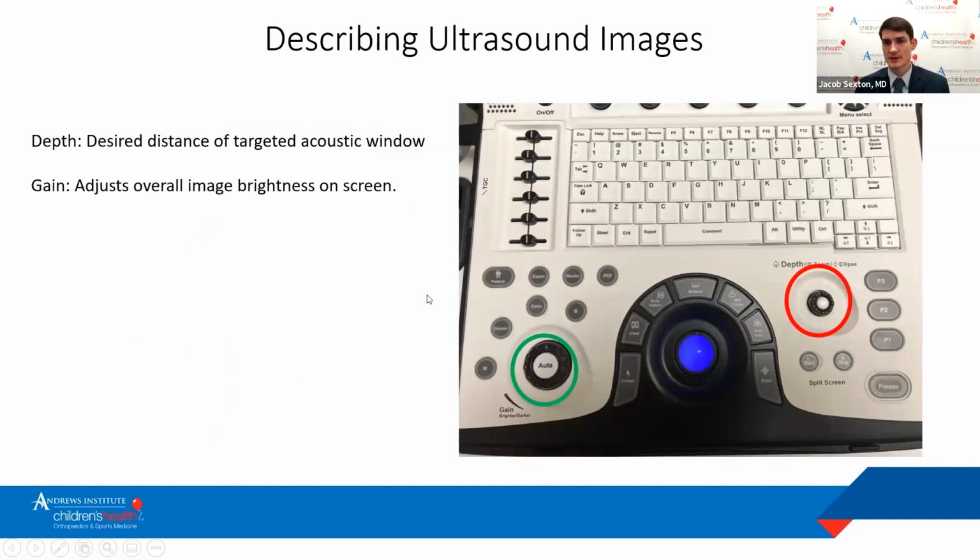So when we're continuing to describe ultrasound images, there are two additional things that we can do to optimize our image, and that's controlling the depth and the gain. Depth is pretty self-explanatory. It's just how deep you're allowing your image to capture on your screen, while the gain adjusts the overall brightness of the image.